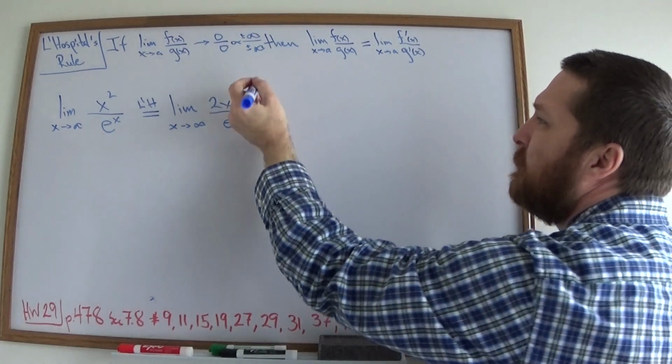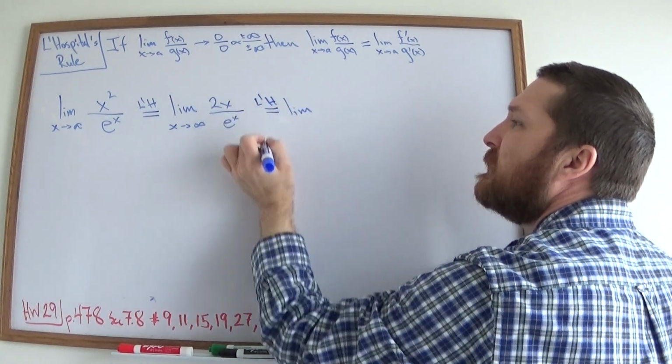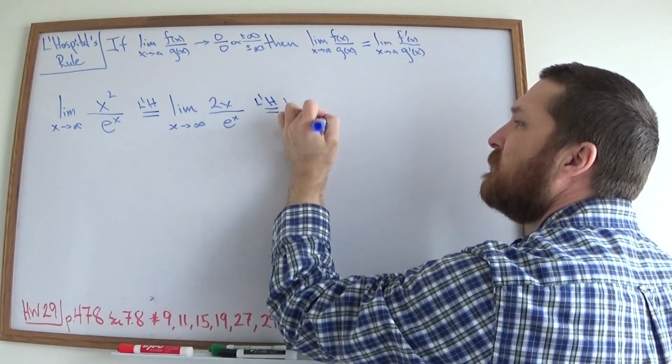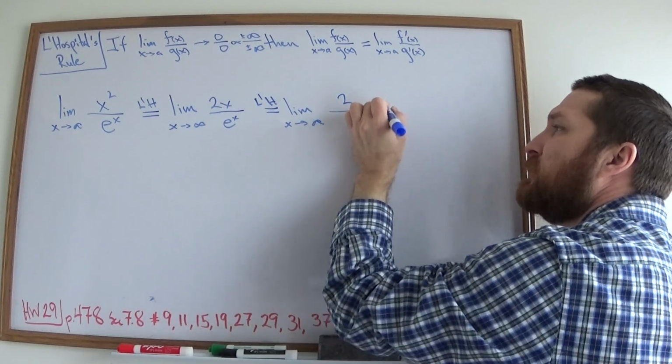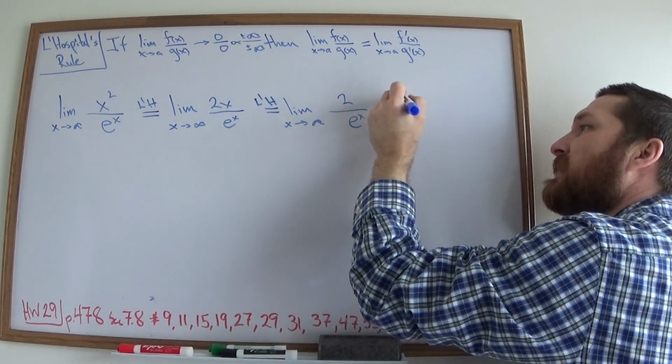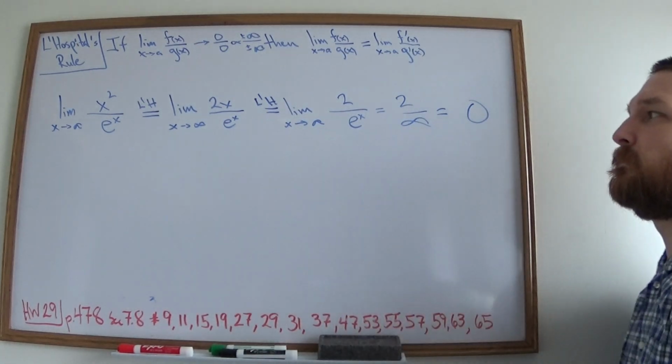Nobody's canceling anybody here, so I'm going to apply L'Hopital's rule again, and that gives me the limit as x goes to infinity of what? 2 over e to the x. 2 over e to the x, which is what? 0. Yep, because this goes to infinity, and so it is 0.